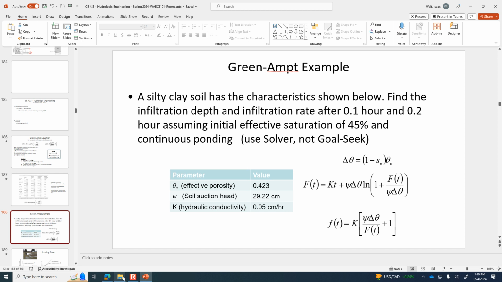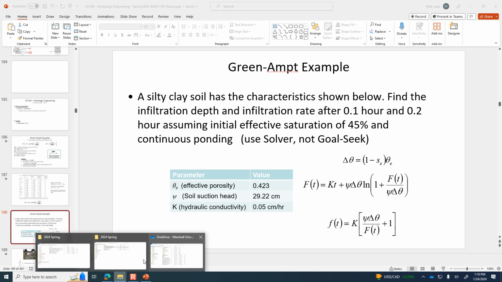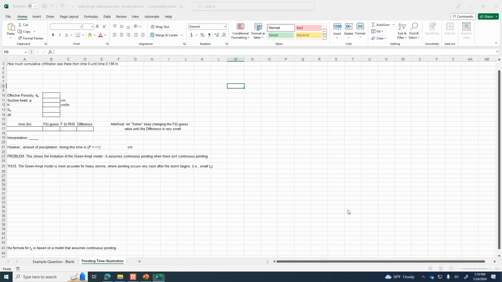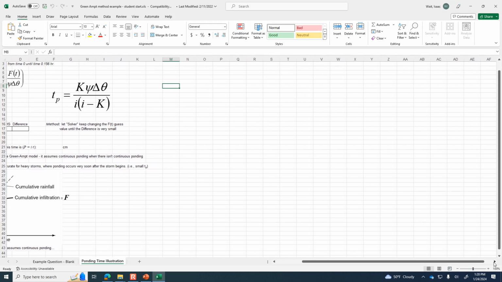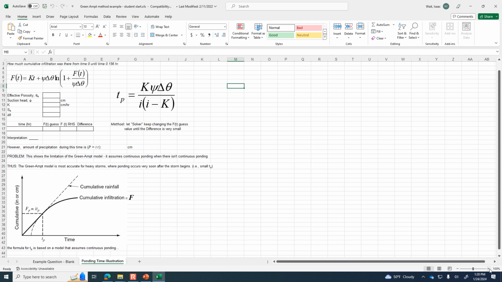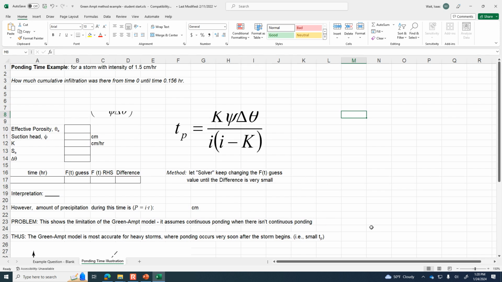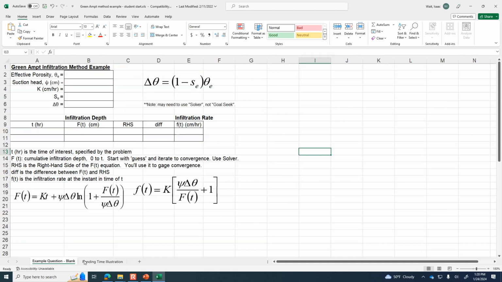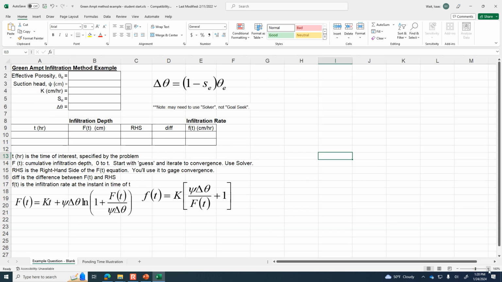All right, so the template file that I put online is this Green-Ampt method example, student start. It's a pretty simple template. It's just got a spot for us to put the values into these defined terms.